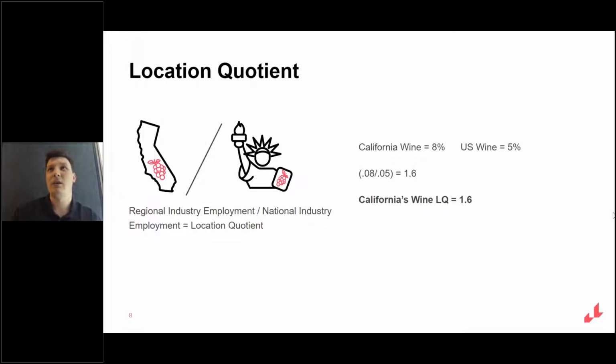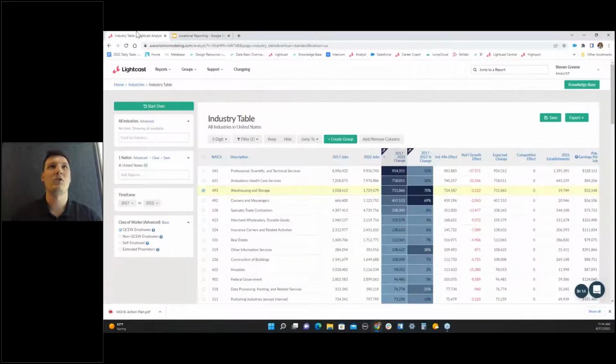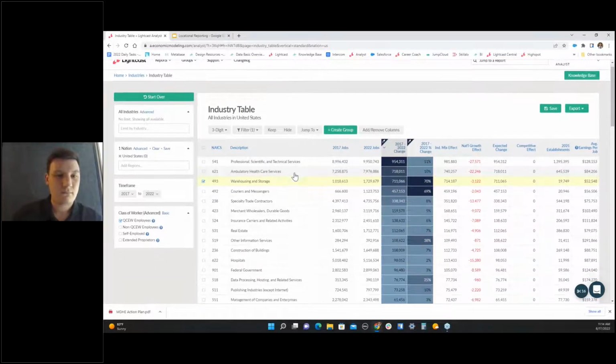And so now that we are defined, we are ready to go, ready to get into the tools a little bit more. Hop back out of this, go back into Analyst. So I'm going to zoom in on warehouse and storage, this industry, 493. You'll notice that the competitive effect and location quotient are all zeros and ones. If you remember back to the definitions, though, that makes sense because we're filtering these effects nationally. These two effects have to do with regional factors.